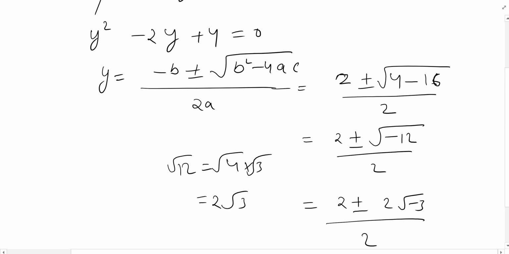Yes. So let me check b squared over 2a. Yes, b squared is positive 4. 4ac, a is 1, c is 4, so 16. And yeah, we got negative 12 in there. Makes sense to you, right? Yeah, yeah. All right.